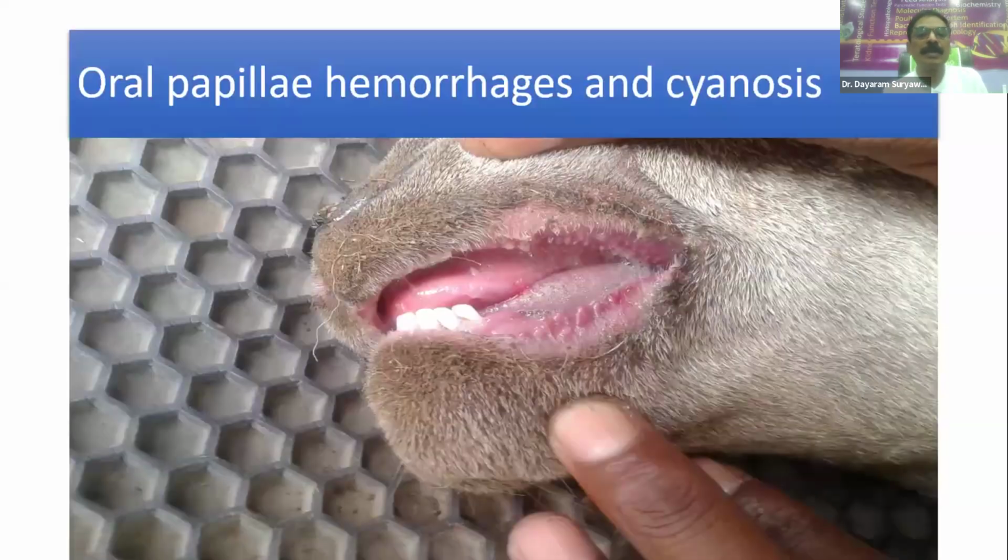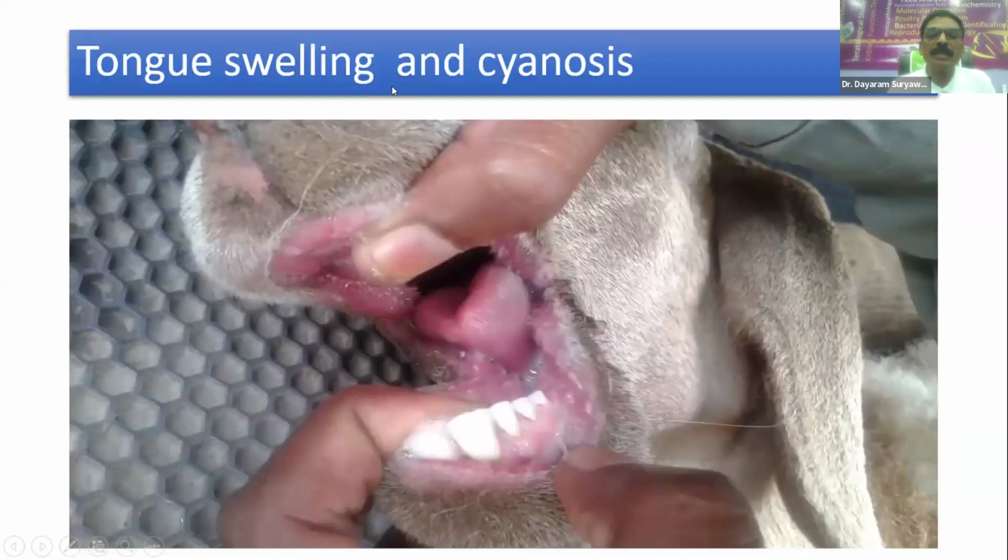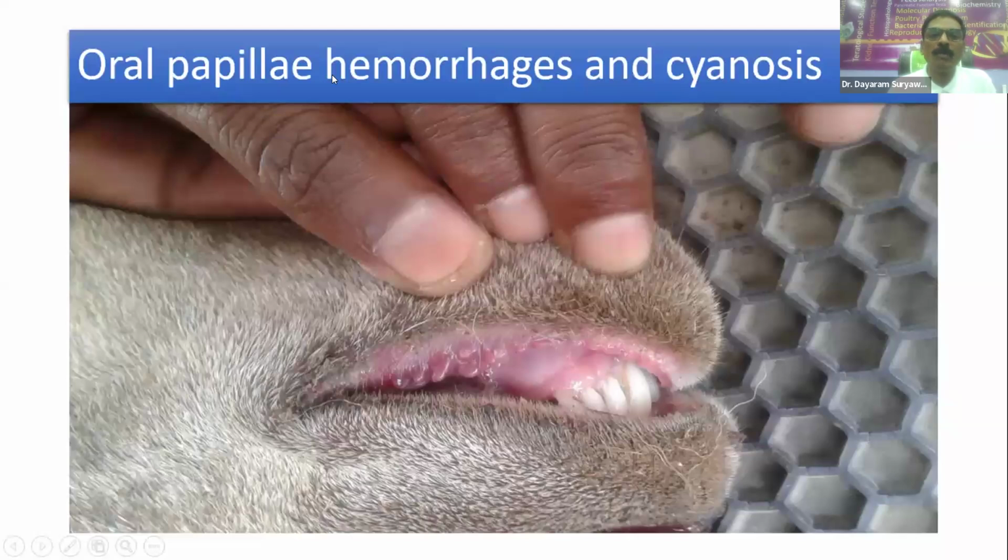Here we can see the pictorial representation of what we have discussed earlier: oral papillae, hemorrhages and cyanosis. Here you can see at the tip of the oral papillae small pinpoint hemorrhages, as well as, if you look carefully, cyanosis of the oral mucosa, and a little bit of edema and swelling of the tongue also. Here also you can see swelling of the tongue, oral papillae hemorrhage and cyanosis. Here the oral papillae are showing hemorrhage at the tip of the papillae, and cyanosis.